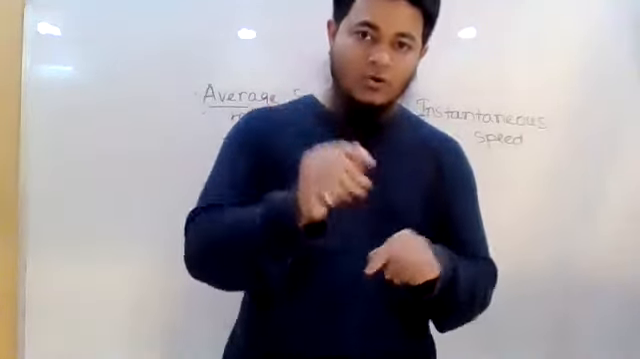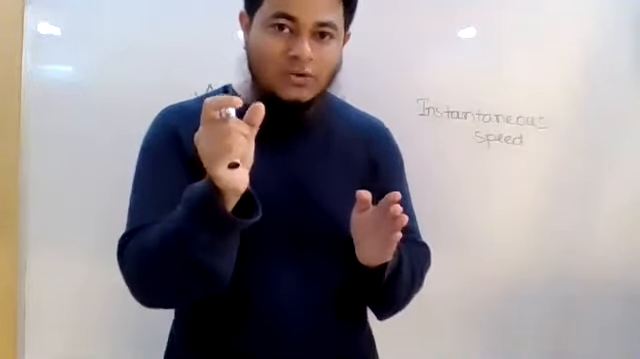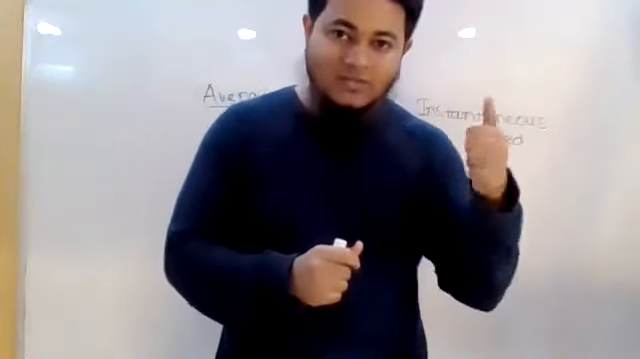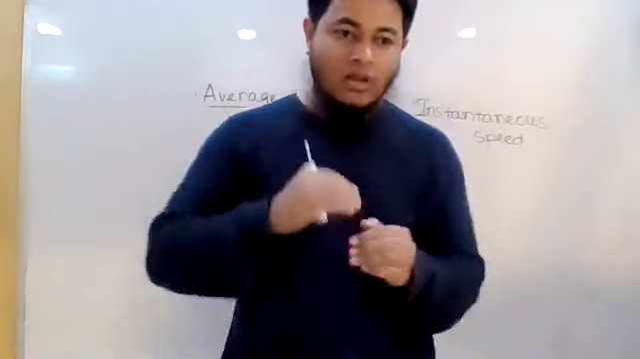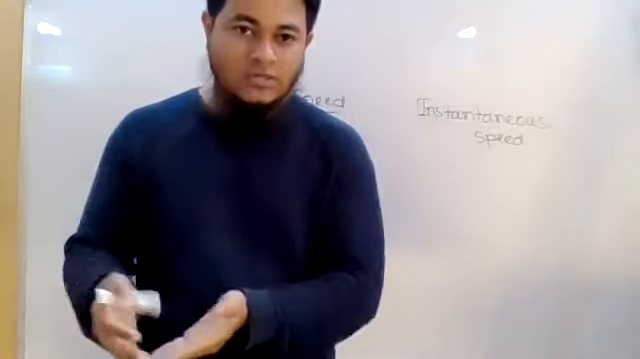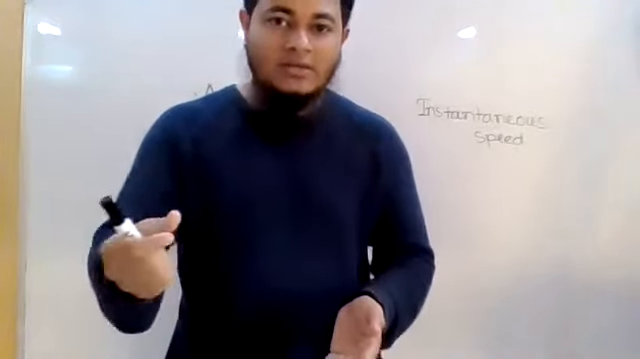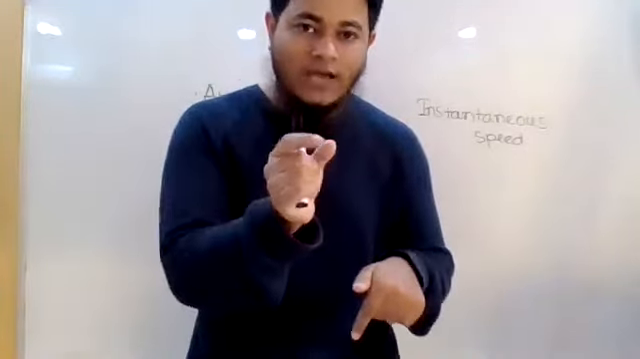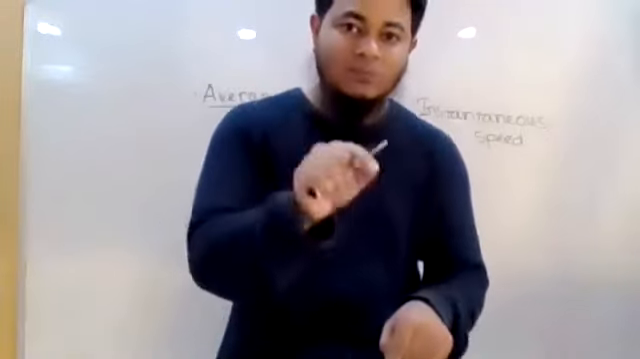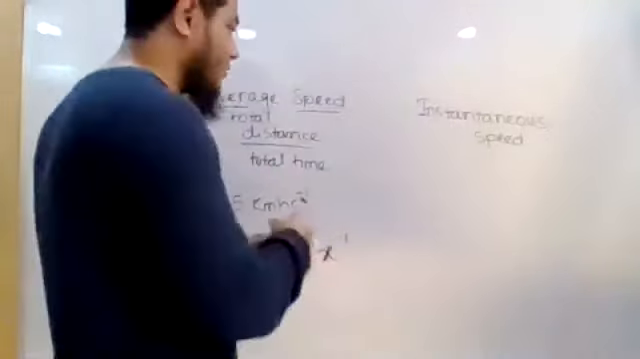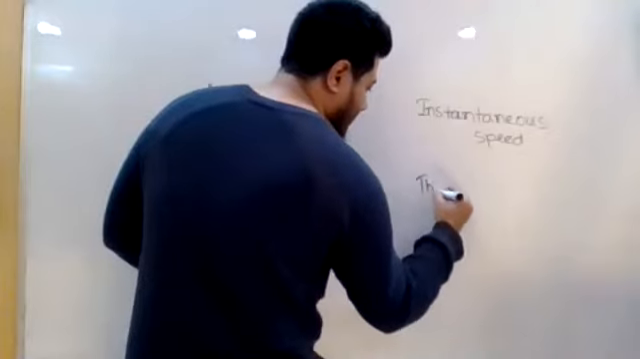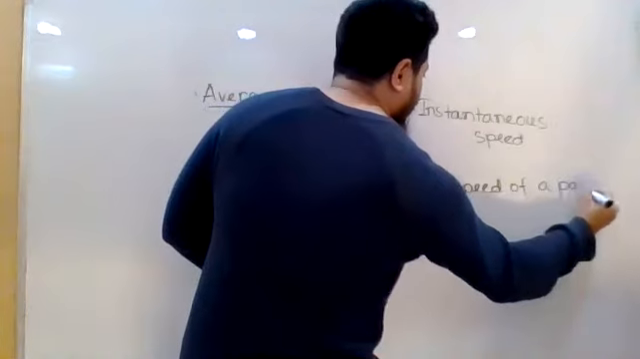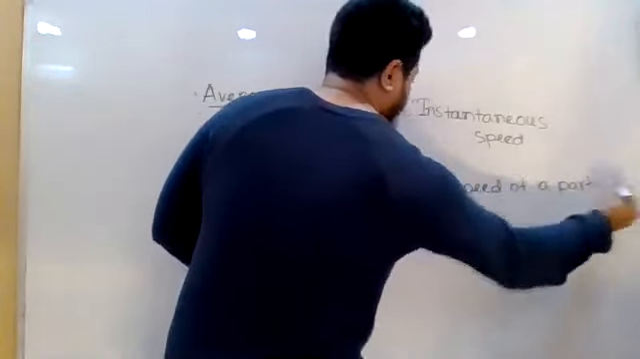The whole journey consists of several instantaneous speeds. When time t is equal to 1 second, you will get a speed. After 1 second, you might get a different velocity. So for every second or every minute, the velocity is changing, right? The speed that you have at a particular moment is the instantaneous speed, the speed of a particular moment.